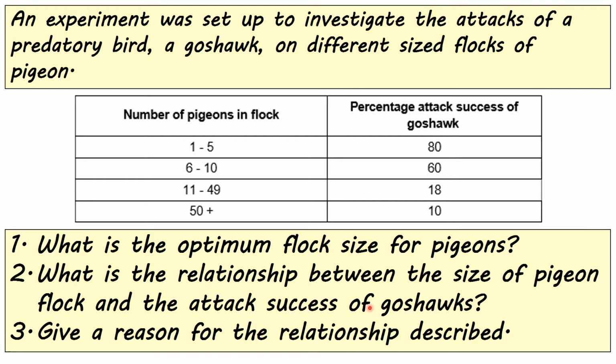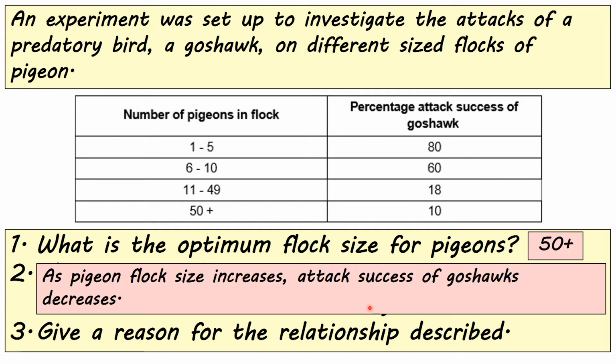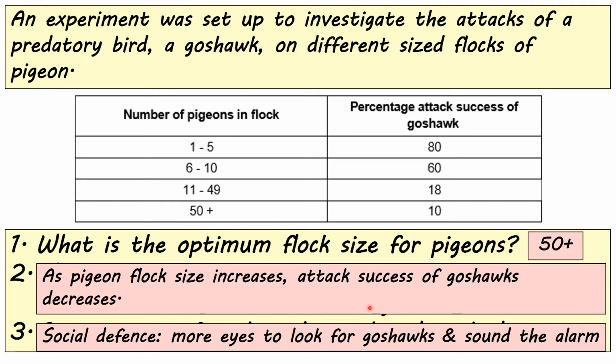It could be that the more pigeons there are, the more likely that the goshawks are going to be spotted. Or you could say, I don't know particularly if this is the case for pigeons, that younger members of the flock are protected in the middle, and they would be the most likely to be caught by the goshawk. So there's your answers. You could also mention the general term for what's going on there, social defence.